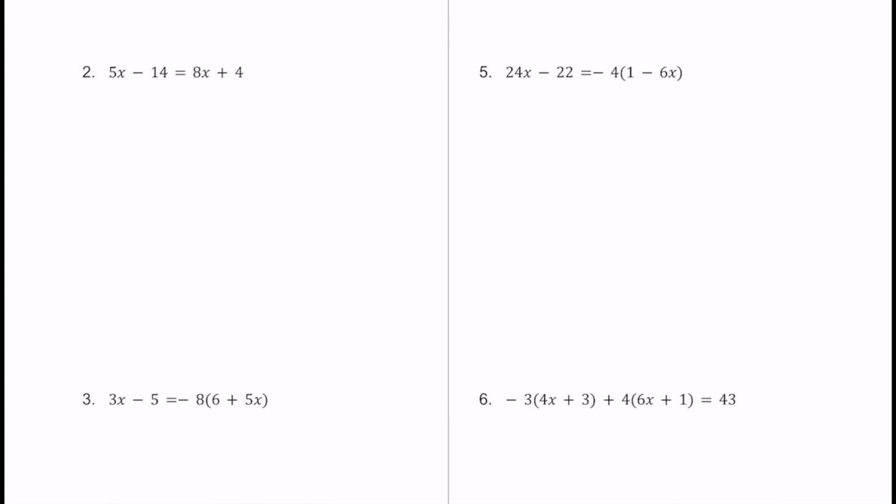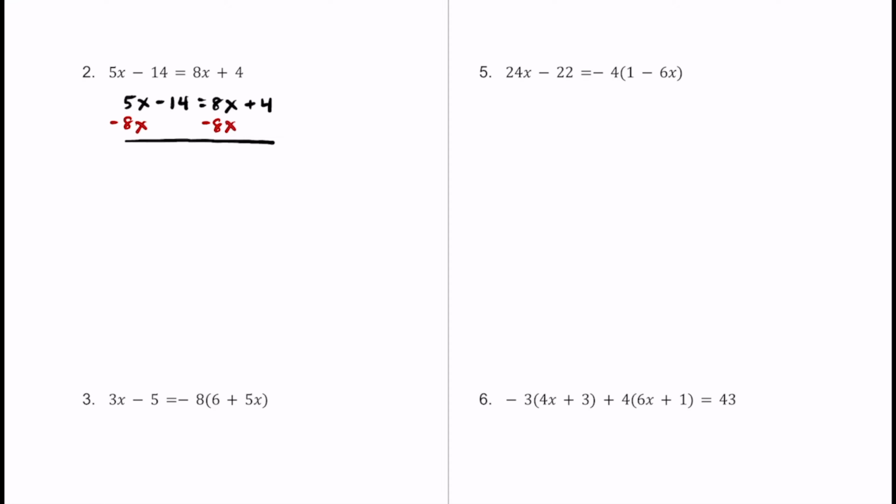For number 2, let's go ahead and write this one down. We have 5x minus 14, and that's going to equal this 8x plus 4. Okay, so again, I like moving my x's to the left side, so what I'm going to do is take away 8x and take away 8x. If you wanted to take away 5x and 5x from both sides, that's fine if you want positive coefficients. I just prefer this. It's perfectly fine.